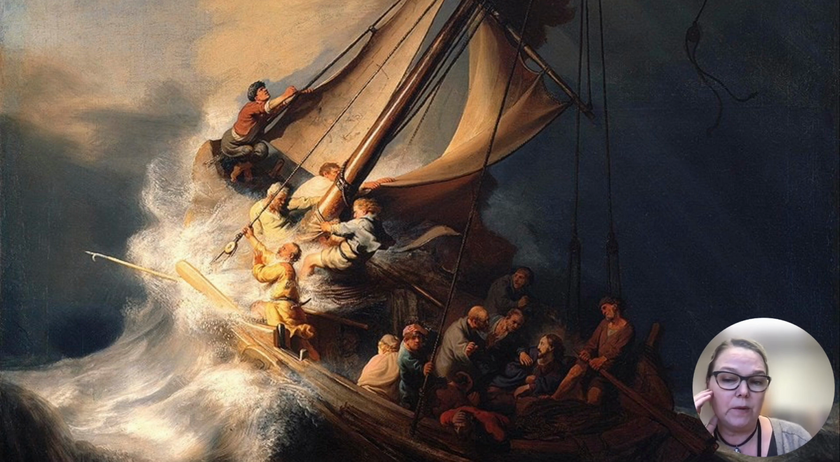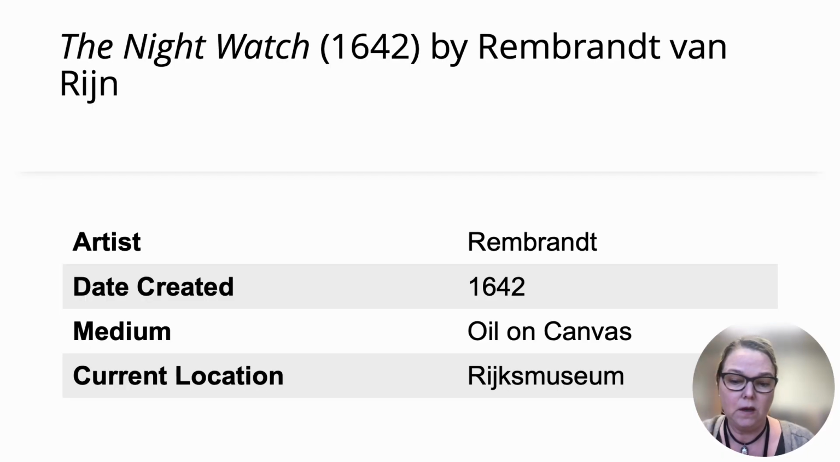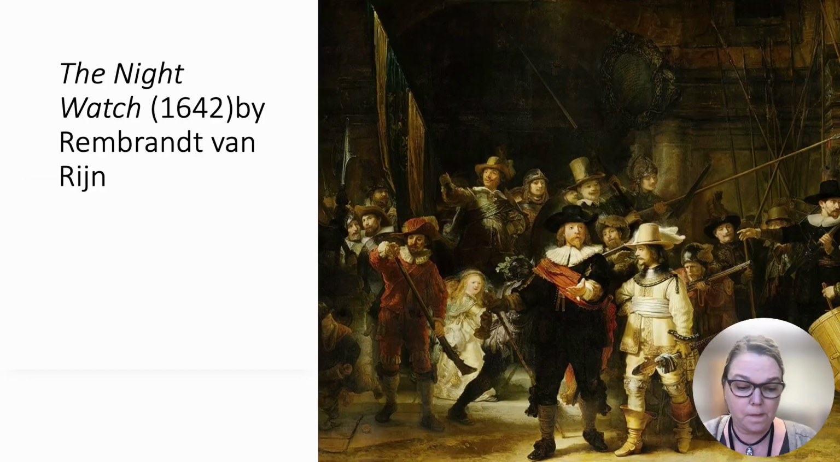This comprehensive representation of the scene, the different attitudes of the characters, the reasonably refined brushwork, and the vivid colors are all hallmarks of Rembrandt's early style. The Night Watch by Rembrandt, in 1642.